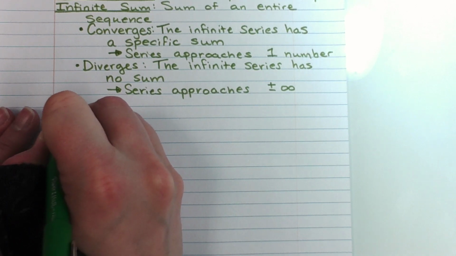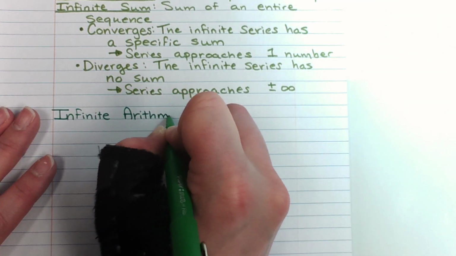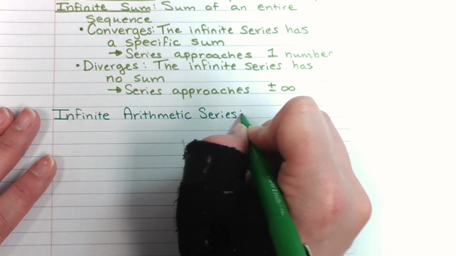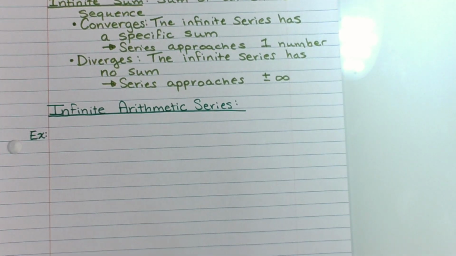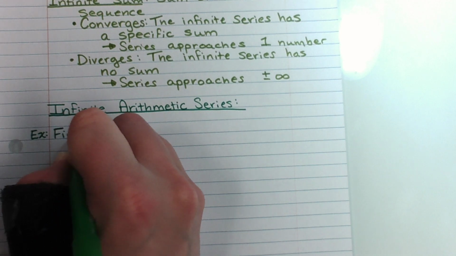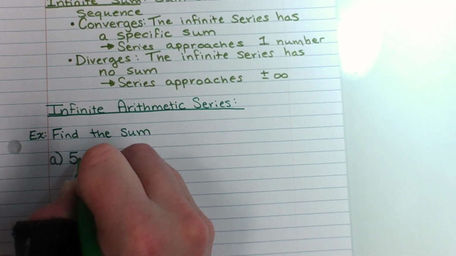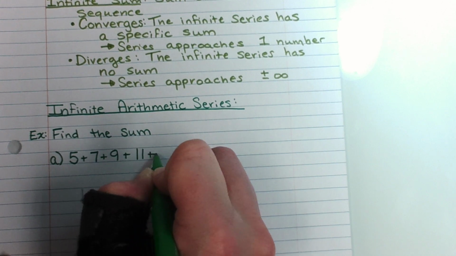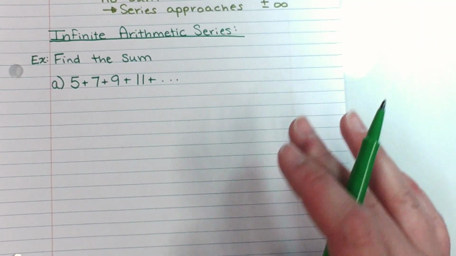So, first we are going to talk about the infinite arithmetic series. We're going to explore a little bit in order to find the sum of these, because we have enough information to find the sum of both arithmetic and geometric series. We're going to start with the series 5, 7, 9, 11. It is arithmetic because in between terms it is adding 2.